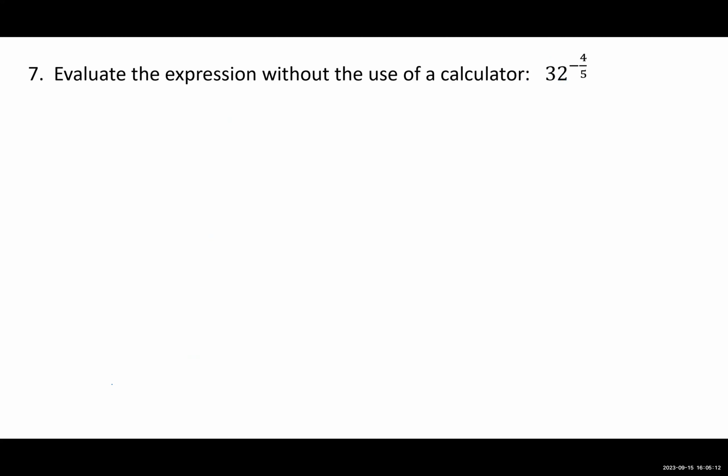So there's a couple of exponent rules that apply here. So let's start with that. The first rule that applies is the negative sign.